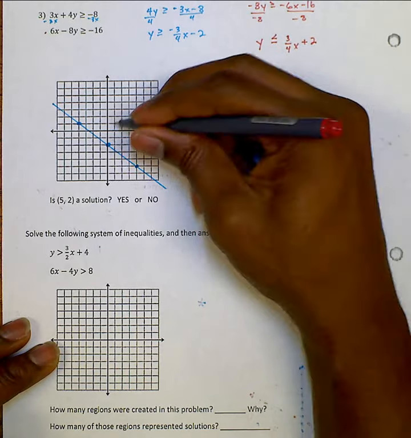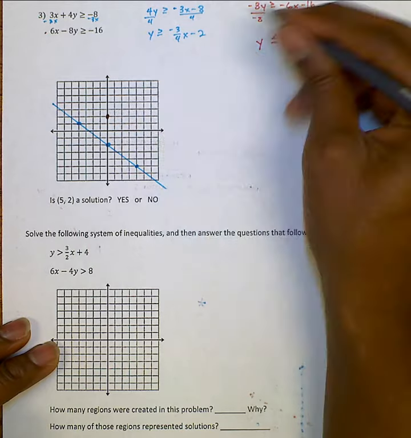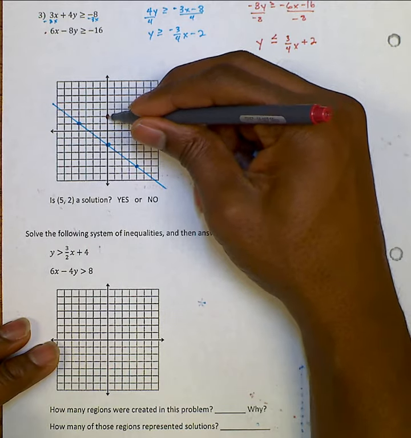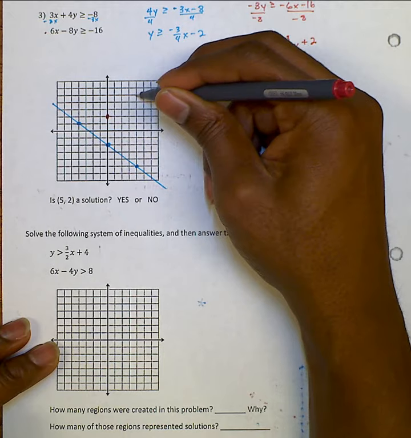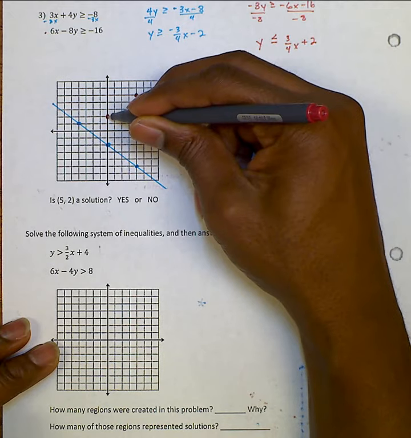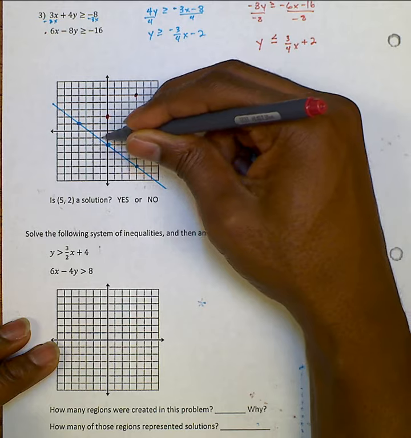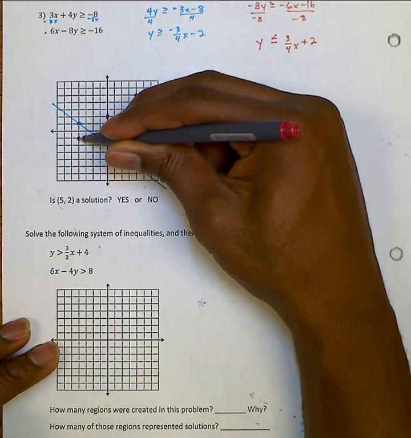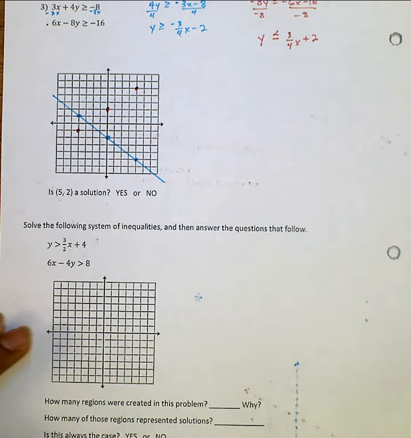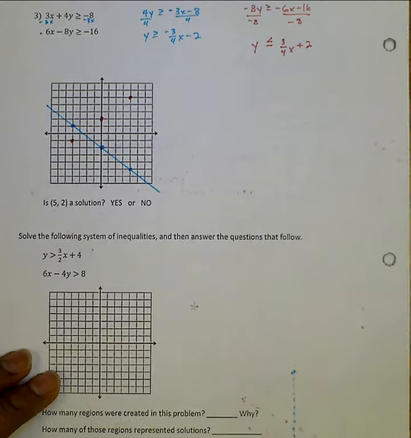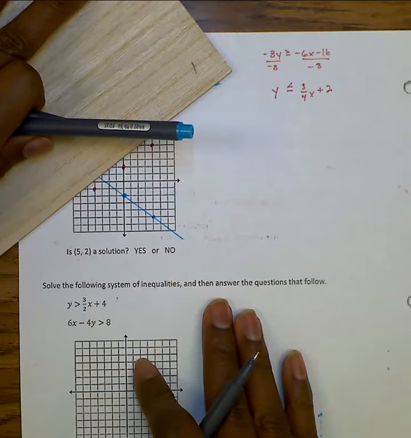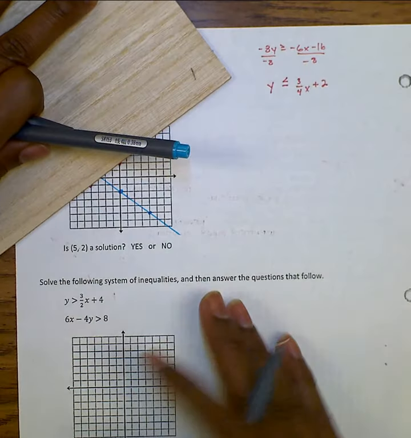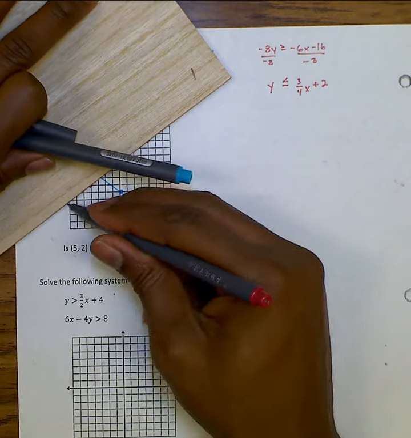So my y-intercept is at 2. My slope is 3/4, so I could go up 3, 1, 2, 3, and to the right, 1, 2, 3, 4. I could go down 3, 1, 2, 3, and to the left, 1, 2, 3, 4. This is also a solid line because our sign is or equal to. So I'll use my straight edge again, to try to make the solid line through here.